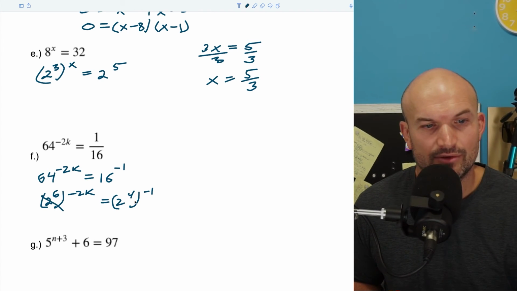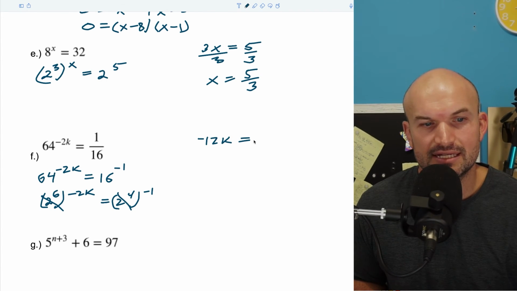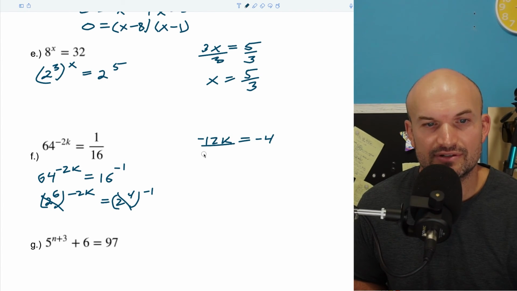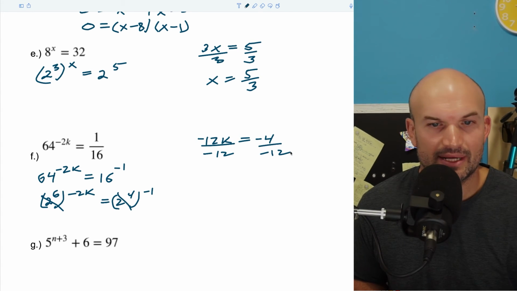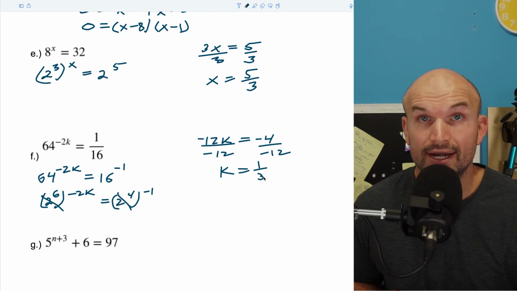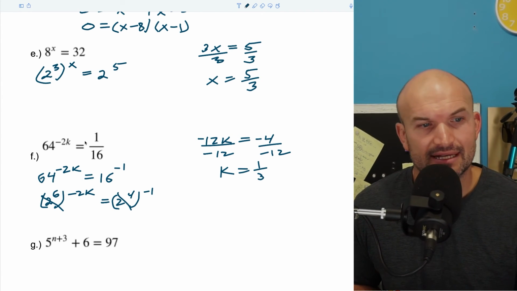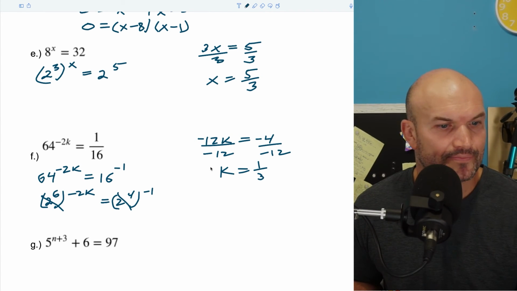So now I can just apply the one-to-one property. And what I'm going to get here is negative 12k is equal to negative 4. Okay, so divide by negative 12, divide by negative 12. And then in this case, k is going to equal a positive 1/3. And yeah, that's going to make sense here as far as plugging that in.